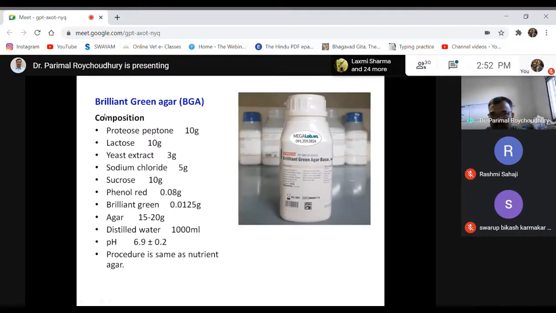Then we come to a media called brilliant green agar. This media is very commonly used for isolation of Salmonella, the typhoid-causing bacteria. Whenever we suffer from typhoid infections, the laboratory has to grow the organisms in this kind of selective media. So brilliant green agar is again a selective media for isolation of typhoid organisms. It contains the most basic components like peptone, yeast extract, and then agar. Besides this, it contains lactose. Sugar is added.